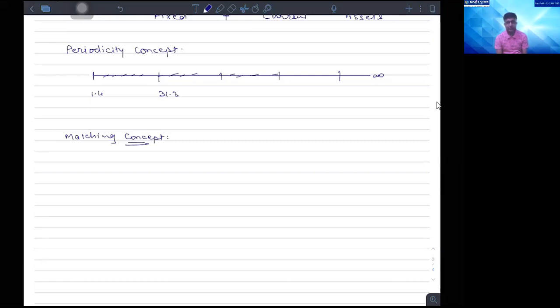Next point I'm talking about: the comparison of financial results becomes easier from one year to another.